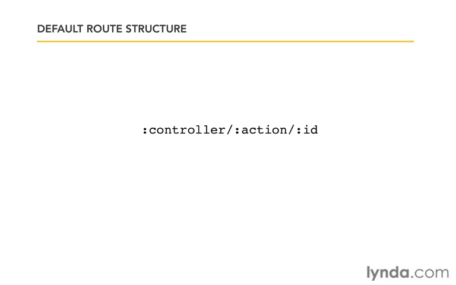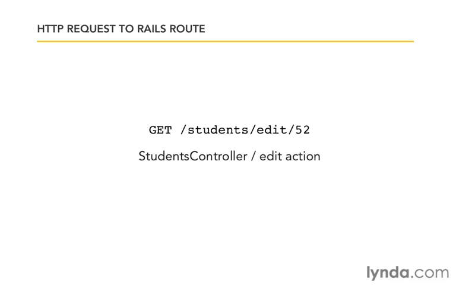All right, so we're going to have the slash in between them so that we know that what's in front of the slash is the controller, then comes the action, then comes the ID. So when a request comes in like get students edit 52, then what we want is to map that to the students controller and the edit action, right? That's what it's going to do using its default route rule.